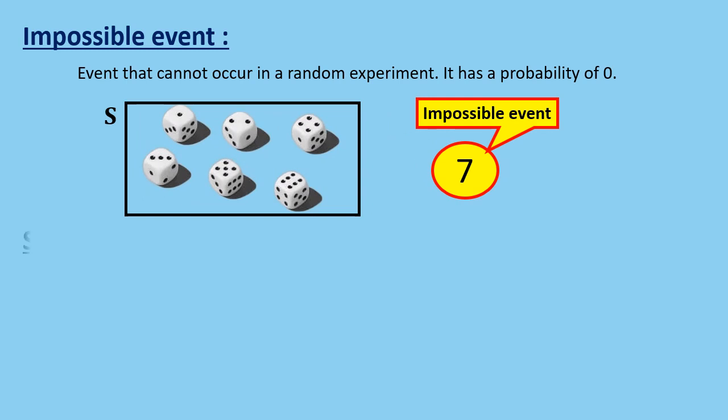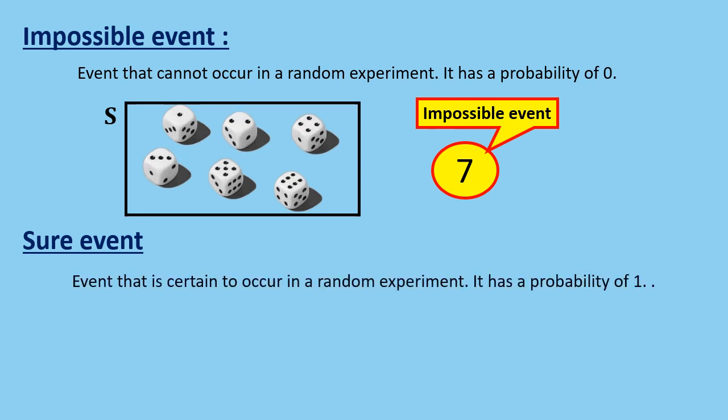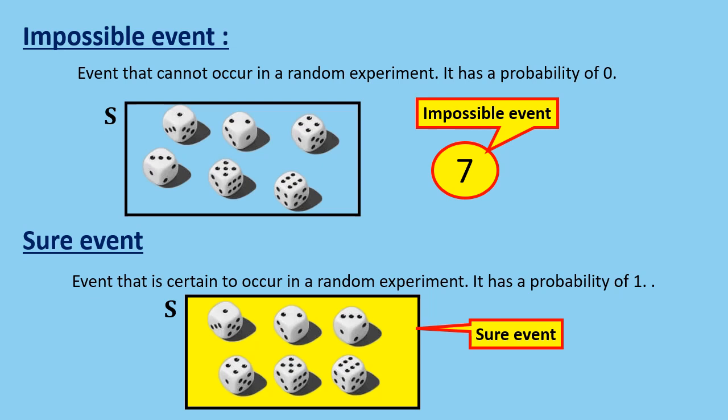A sure event, on the other hand, is an event that is certain to occur in a random experiment. It has a probability of 1. For example, rolling a six-sided die and getting a number between 1 and 6.